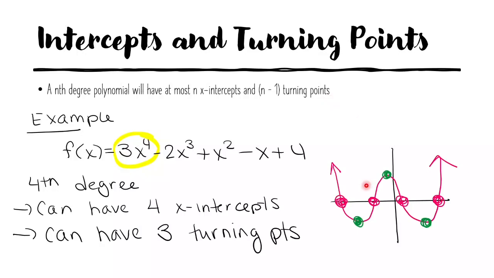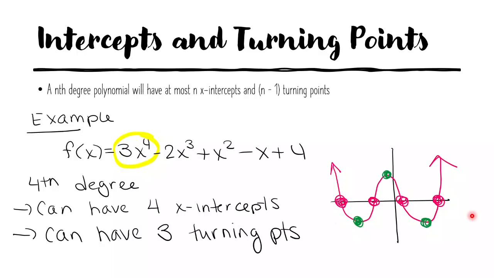So what that might look like visually, fourth degree polynomial with a positive leading coefficient, both ends would go up. It is possible, and again, this isn't guaranteed, but we might have 1, 2, 3, 4 x-intercepts, and we could have 1, 2, 3 turning points. Okay, so the degree of the polynomial gives us information about the end behavior and the maximum number of x-intercepts and turning points that we can have.